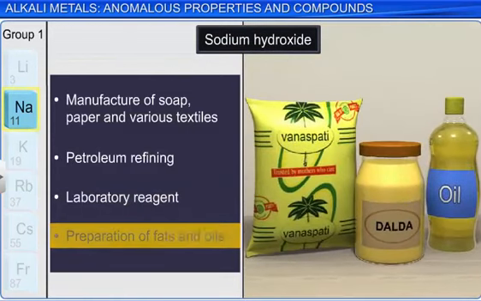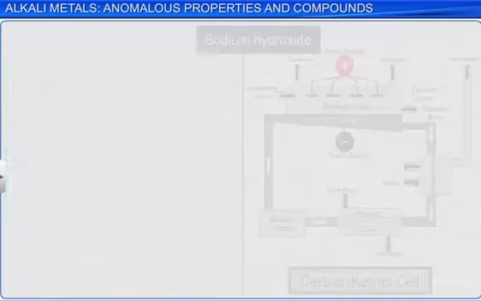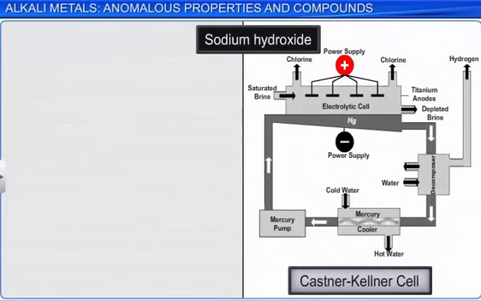Sodium hydroxide can be prepared by the electrolysis of brine solutions, that is, sodium chloride solutions, in the Kastner-Keller cell. A schematic diagram of this electrolytic cell is shown here. Recall that the cathode is where reduction occurs in an electrochemical cell. In the Kastner-Keller cell, mercury functions as the cathode.